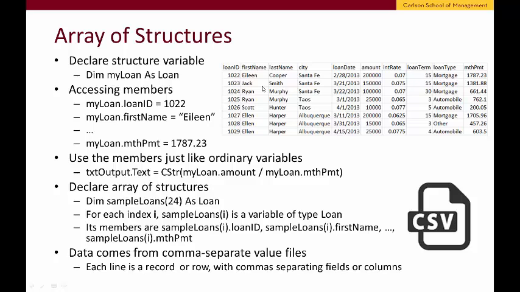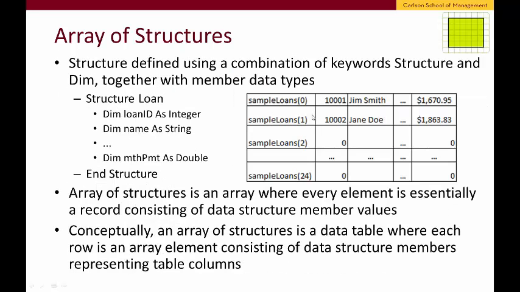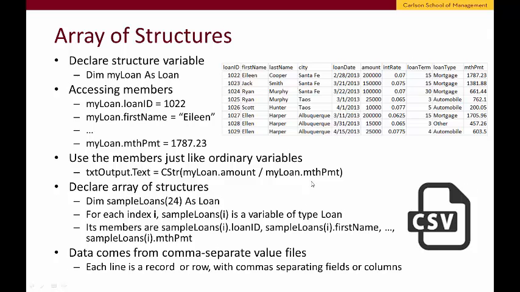0 through 9. Okay, so to access the ith loan and its monthly payment, for example, where I would go from 0, 1 to 24, as shown in the previous slide, right? 0, 1, 2 through 24. We would simply use dot notation just like we did with a regular or ordinary structure variable, and we would use sampleLoans(i).mthpmt or any other, and we would access any other member the same way.